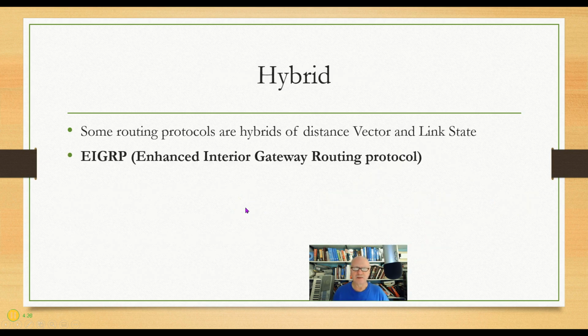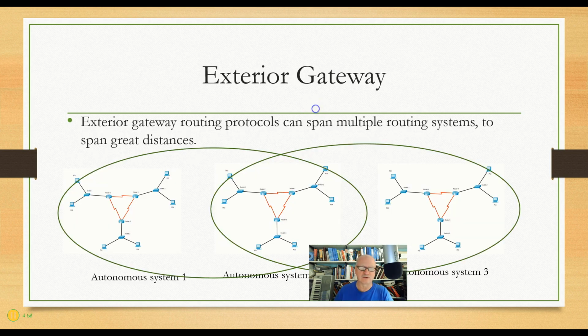There are some hybrid protocols that are kind of distance vector and kind of link state. I see I didn't capitalize the word distance there. EIGRP is one of those. So Enhanced Interior Gateway Routing Protocol. This kind of is a hybrid of the two. We're not going to go into the details of how it works.